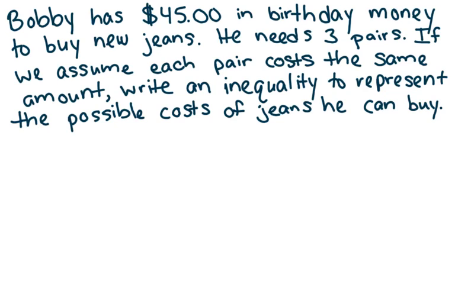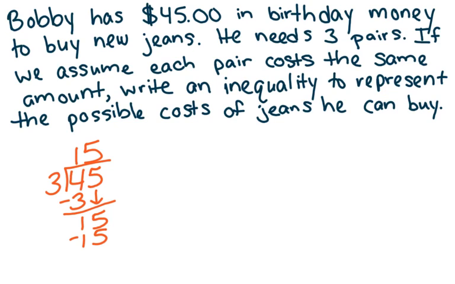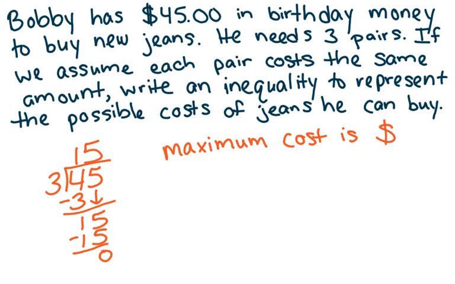Well, we know if this weren't an inequality problem, we would have to do 45 divided by 3 to figure out the cost of the jeans. 3 goes into 4 one time. 1 times 3 is 3. 4 minus 3 is 1, and carry down the 5. 3 goes into 15 5 times. 3 times 5 is 15. 15 minus 15 is 0, and we're done. The maximum cost is $15. Unfortunately, we want this written as an inequality, so we're going to need to put that in math language.